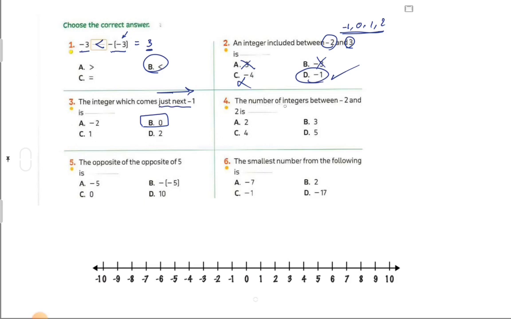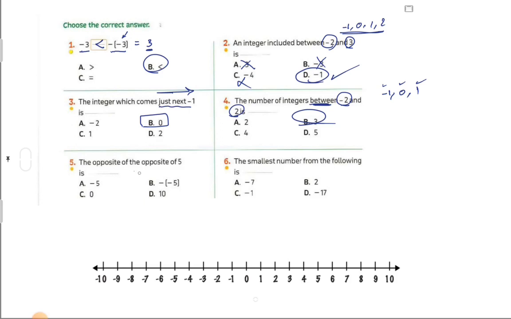The number of integers between negative 2 and 2, so I have to count them. Between negative 2 and 2, I have negative 1 and 0 and 1. They're all between negative 2 and 2. What's the number? 1, 2, 3. We have 3 integers.